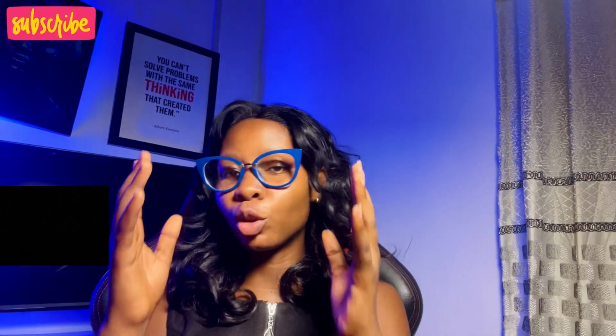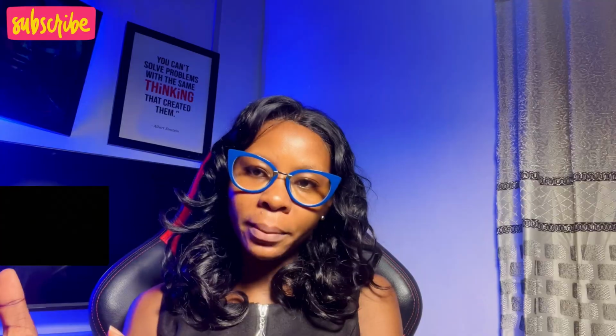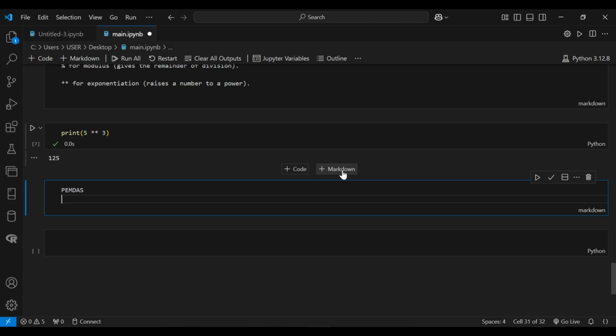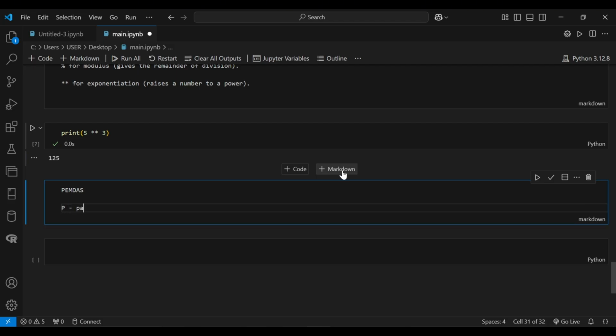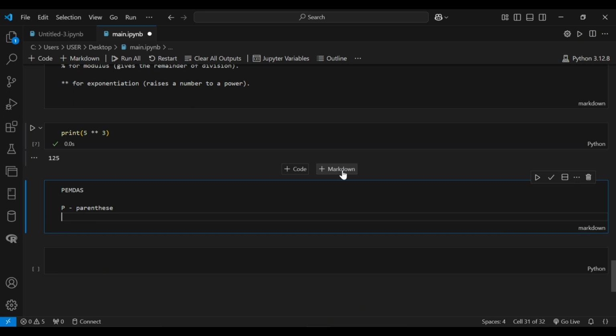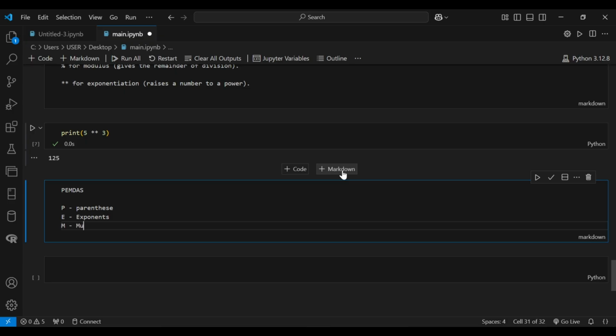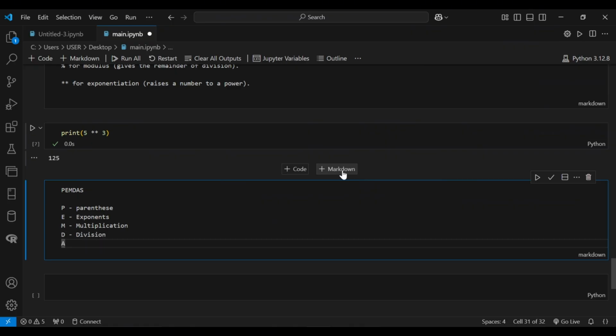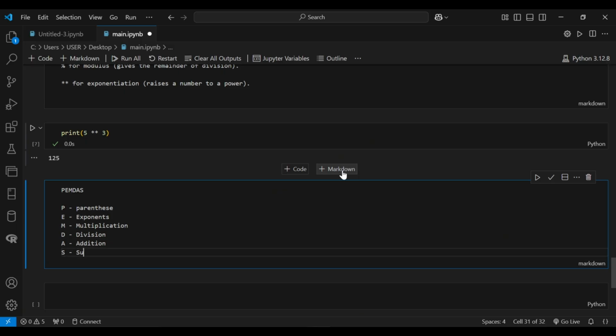Next, let's talk about the order of operations, which is the order Python follows to solve math problems. So what is the full meaning of PEMDAS? P stands for parentheses. E stands for exponent. Then M stands for multiplication. D stands for division. A stands for addition. S stands for subtraction. So this is the full meaning of PEMDAS.